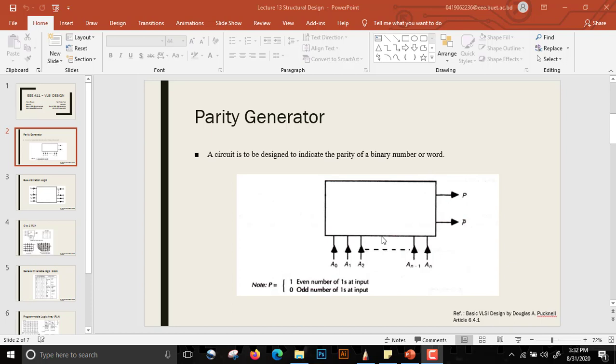Now before designing the parity generator, one thing we must take into consideration is the number of inputs. From A0 to AN, there are n plus 1 inputs. The problem is that the value of n has not been stated, so it can assume any value. That is, we have to make a generalized design which will work for any number of inputs. We can make a logic block and cascade it in such a way that it works for any number of inputs.